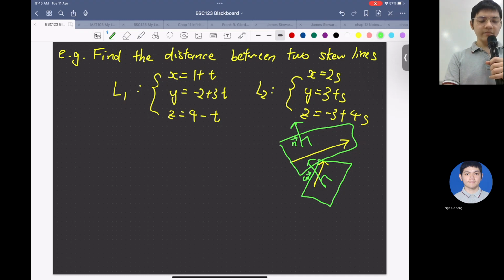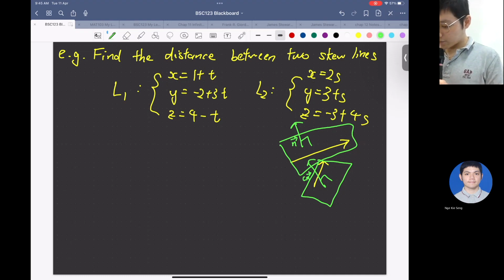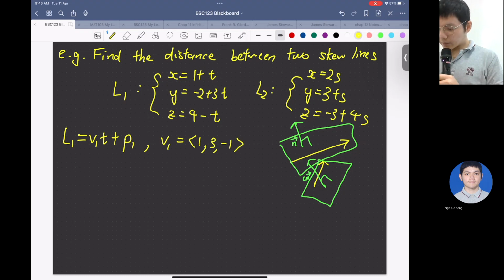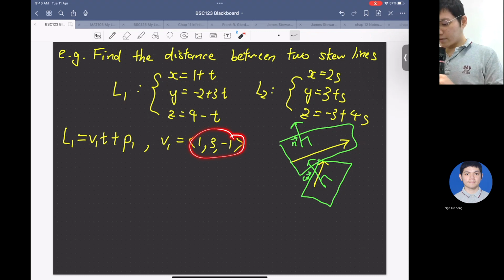Linearly independent. So what should we do? We need to take the cross product of who? L1. What's the direction of L1? 1, 3, and -1. Let me write it down. V1 is equal to 1, 3, and -1. How do you get 1, 3, and -1? You just get the coefficient of your t.